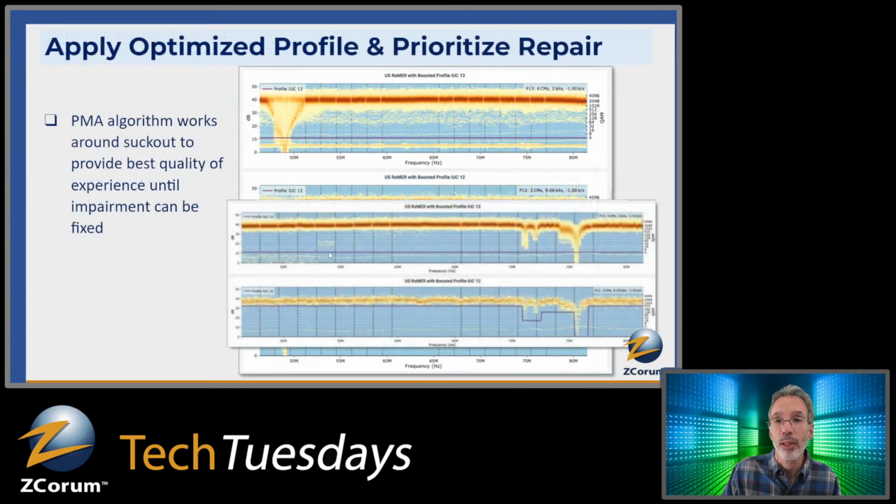And this gives you an example of what PMA will do. Again, the algorithm works around the suck out to provide the best quality experience until the impairment can be fixed. So instead of being way down here, most subscribers that are not impacted by this will be up in this area, and then you've got to work around, and certain subscribers will be assigned a lower modulation, something more robust that will not be causing them problems. And again, it works around the suck out, and then you've got your subscribers up here.